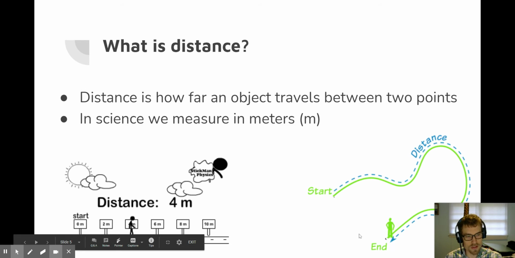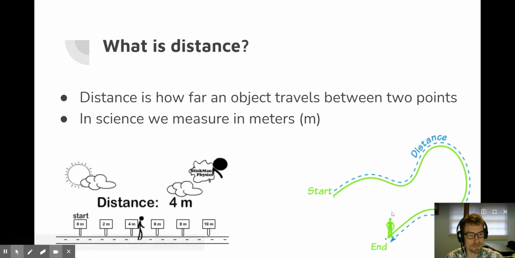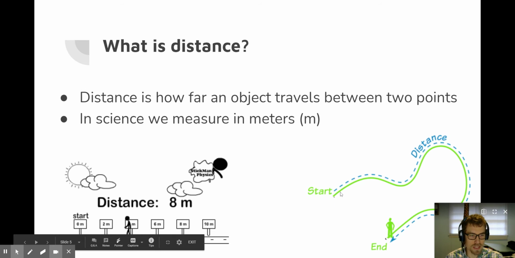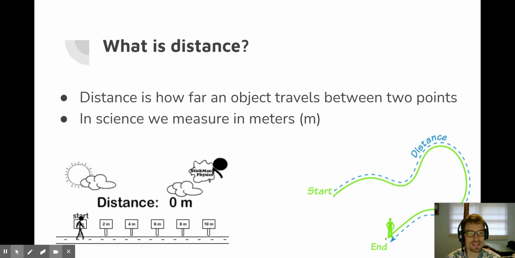We also have another diagram over here on the right. This one is showing the person that is walking along this track, right? And the start and end points are right here, but they follow this entire track. And so therefore that is the distance that this person has walked, right? It's the total path, the total length of the path that an object follows.